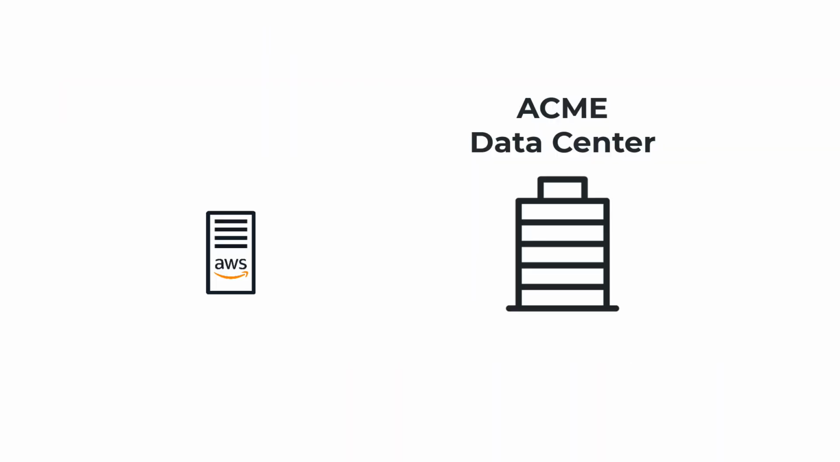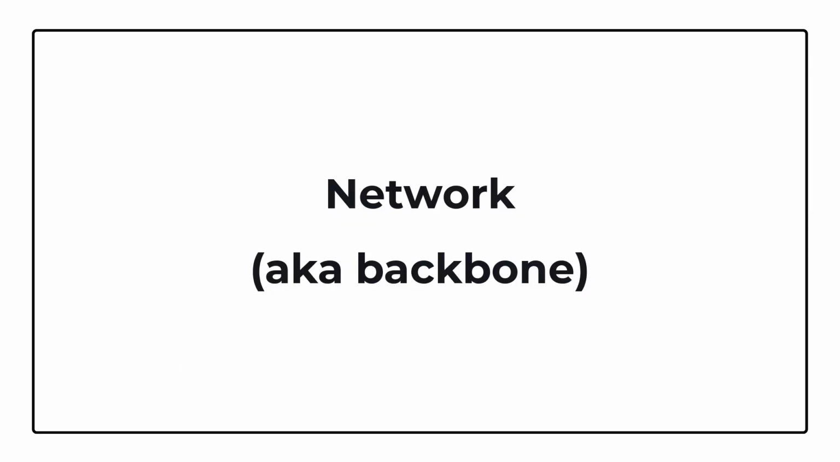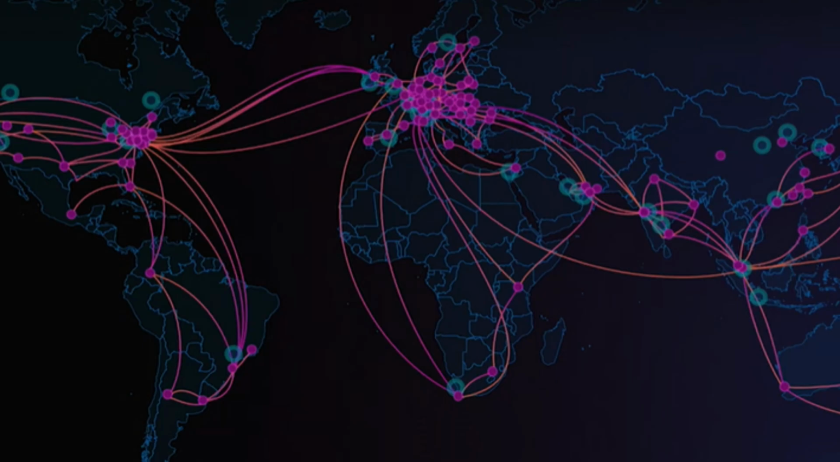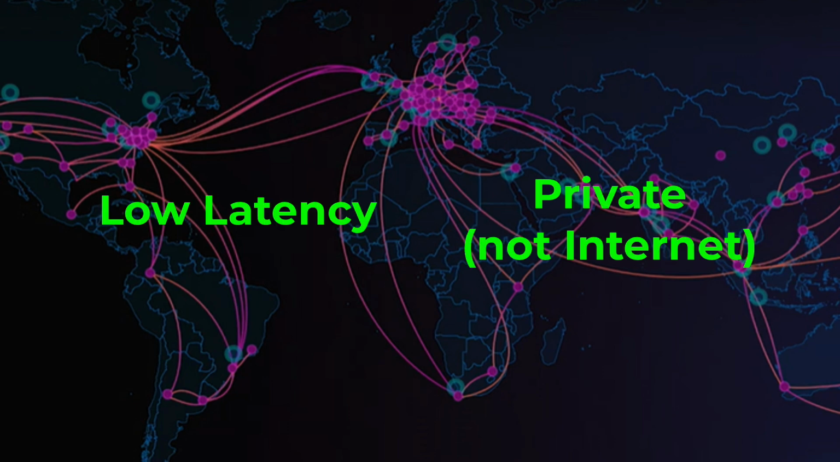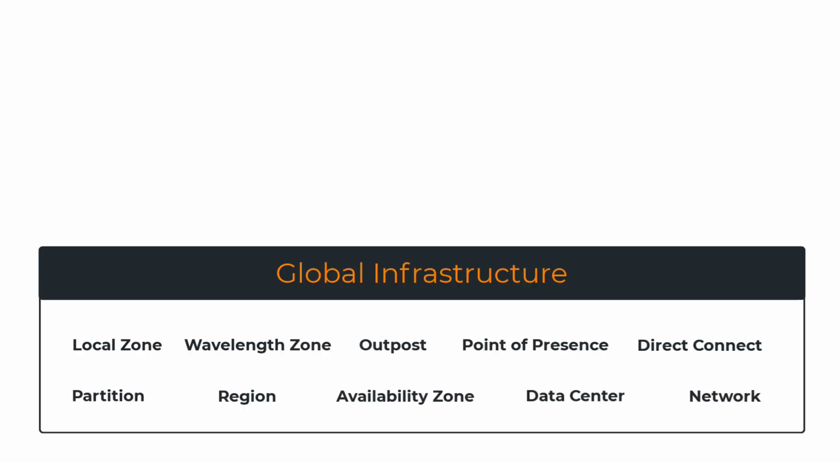Lastly, you can have AWS computers inside your own data centers or even out in the field. These are known as AWS Outposts and AWS Snow. Another important component of AWS Global Infrastructure is its network. AWS has built high-speed connections between regions and availability zones that allow low latency and private communication. AWS also has locations where you can establish a high-speed connection between your data center and AWS, known as Direct Connect. So all of these components make up the AWS Global Infrastructure.